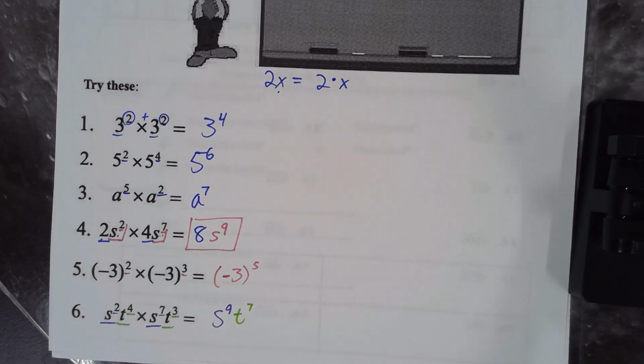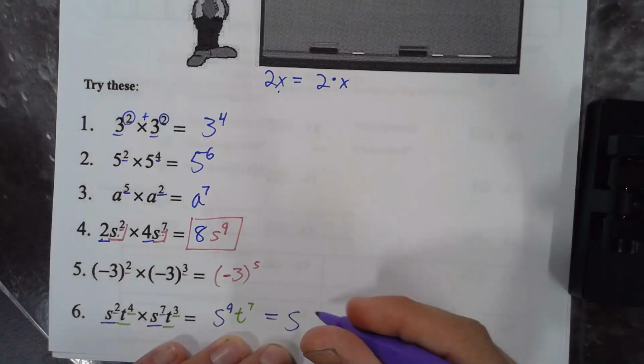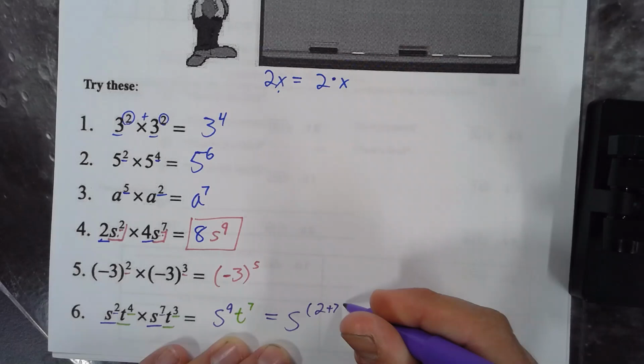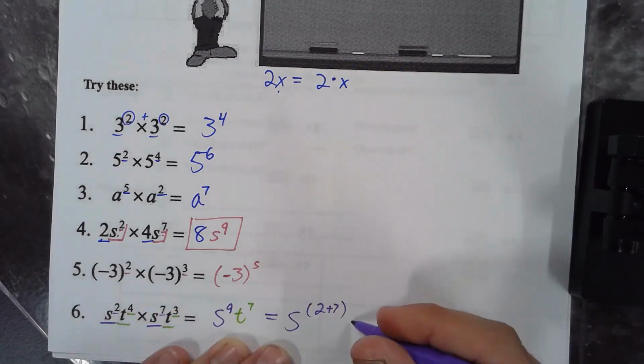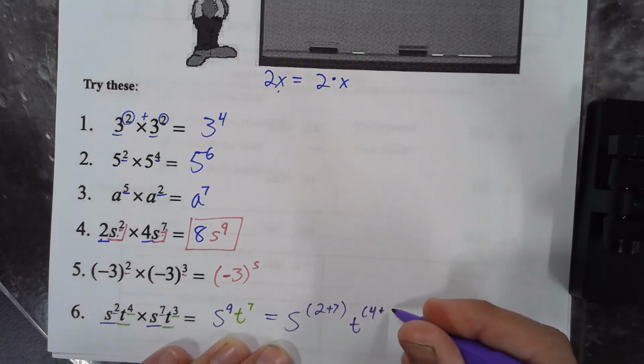Sure, I can write that out. Let's see here. So we have s to the power of 2 plus 7 times t to the power of 4 plus 3.